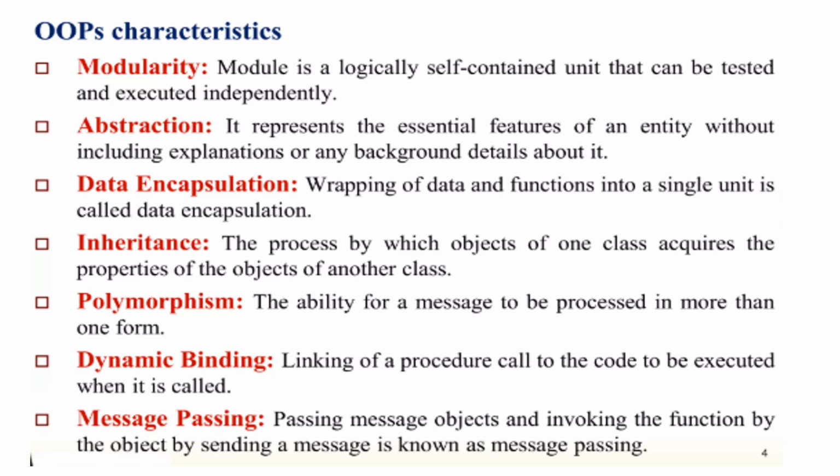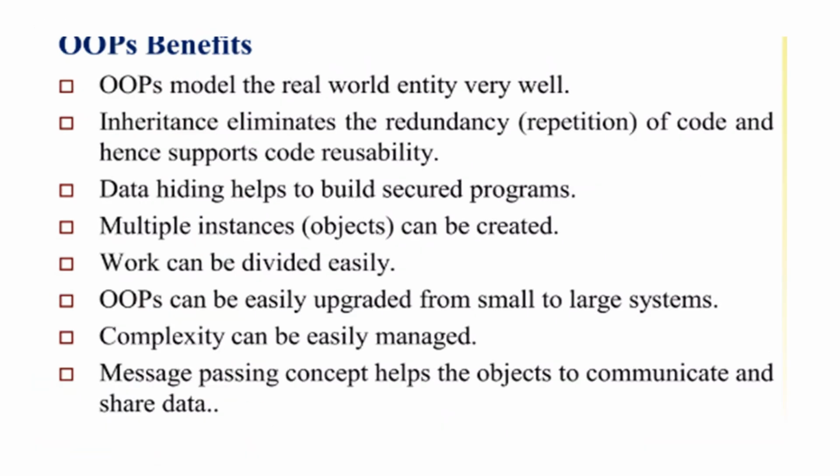Polymorphism is nothing but the ability for a message to be processed in more than one form. Dynamic binding is linking of a procedure call to the code to execute it when it is called. Message passing: invoking a function by an object is sending a message, known as message passing. So these are the characteristics of object-oriented programming.